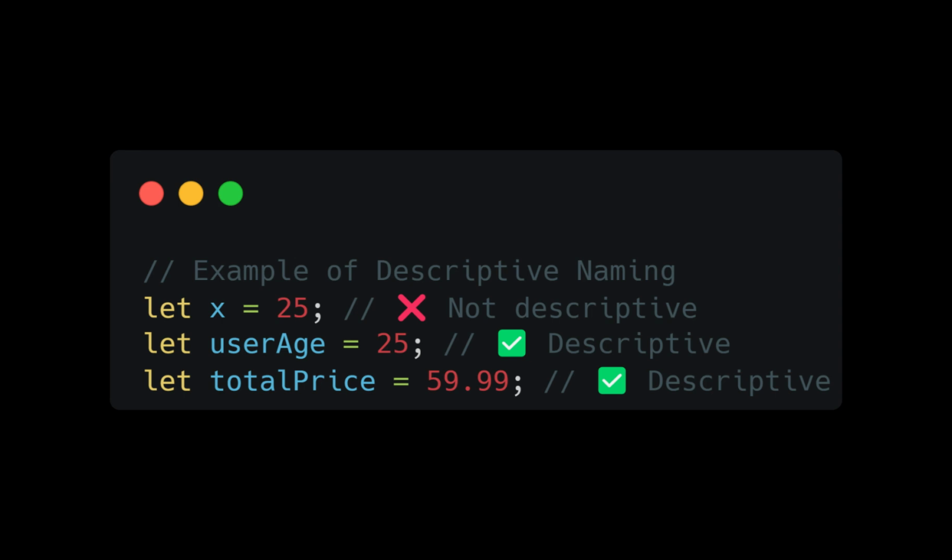Your name should describe the purpose or content clearly. For example, instead of naming a variable X, name it user age or total price, something that immediately tells what the variable holds.